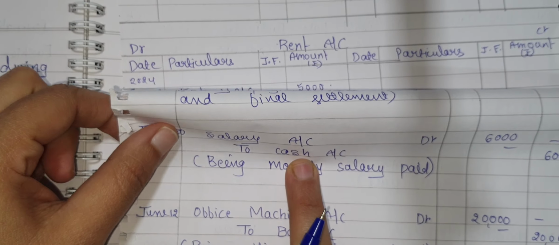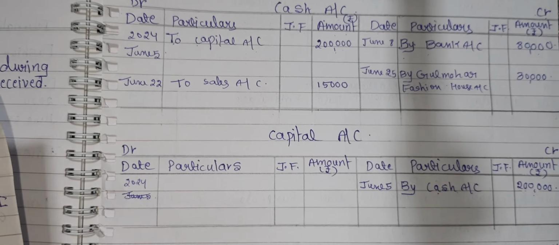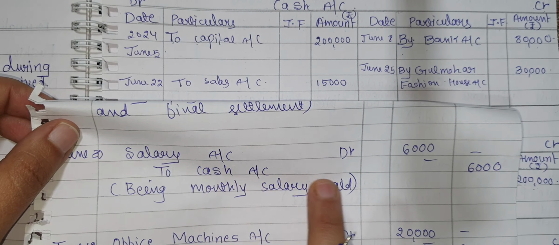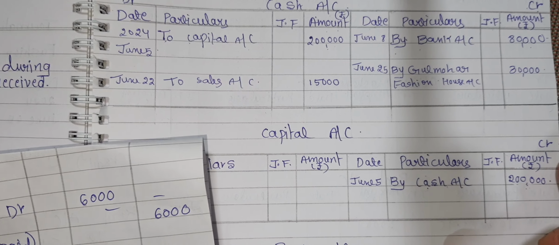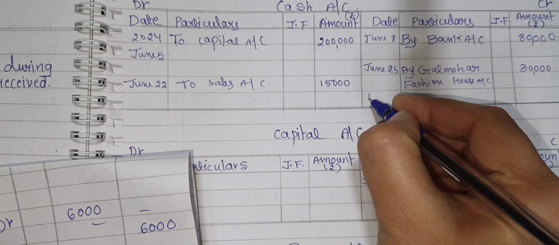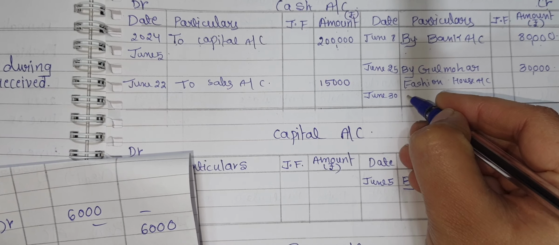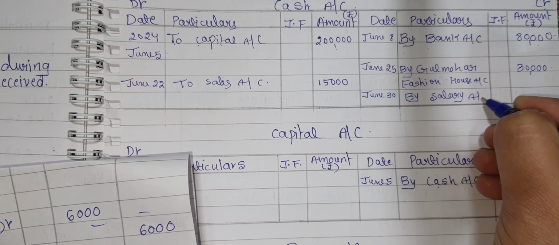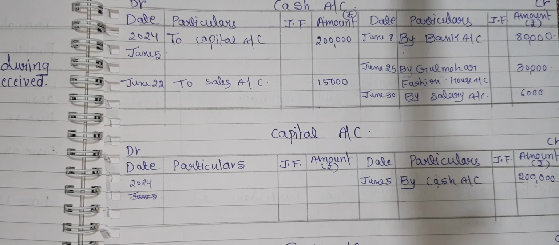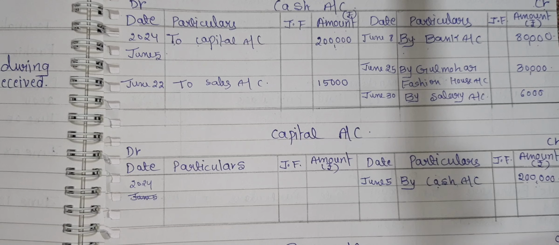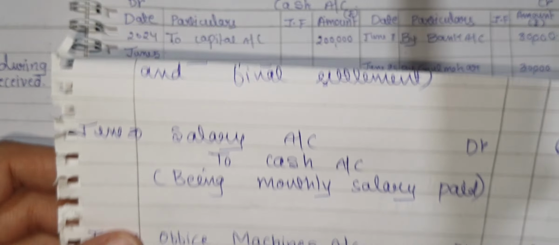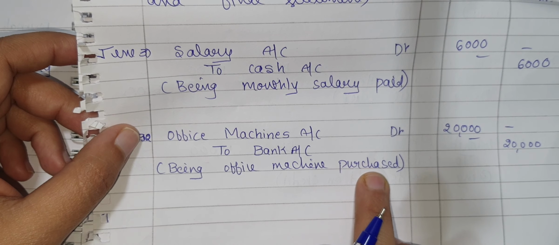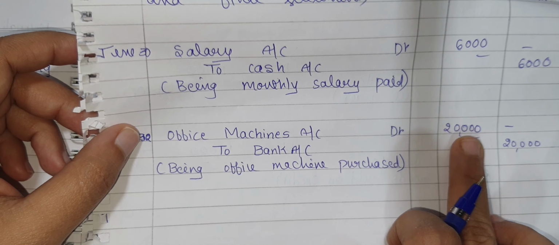And next one is to cash account. Go to cash account, and here cash account is credited. So go to the credit side of cash account. On June 30th, by salary account, the opposite entry of cash account is salary account, that is rupees 6,000. And now the last one, that is on June 30th only, that is office machines account debtor to bank account, means office machine purchased, that is rupees 20,000.